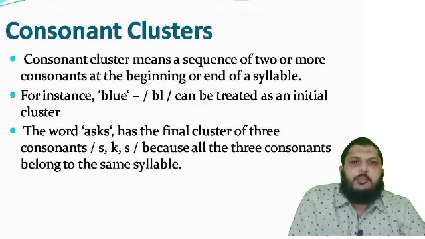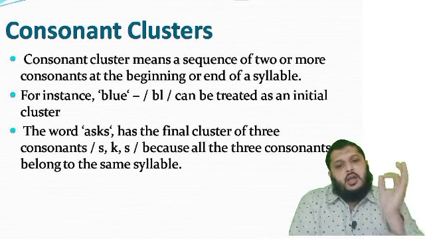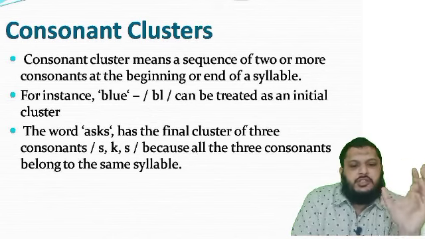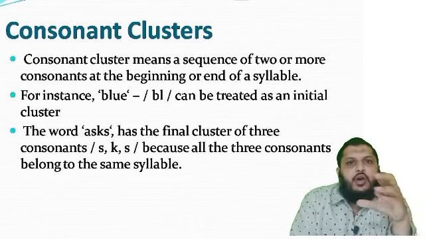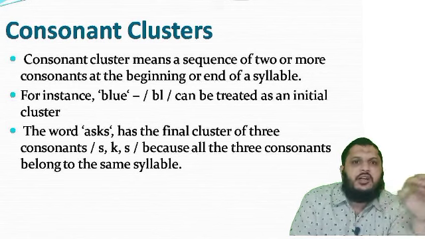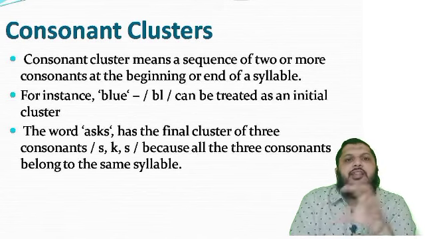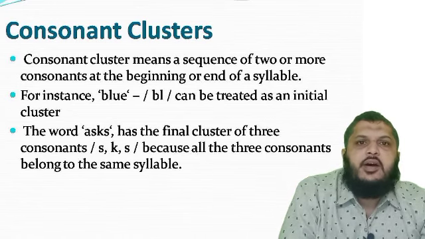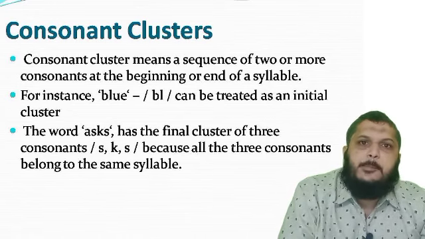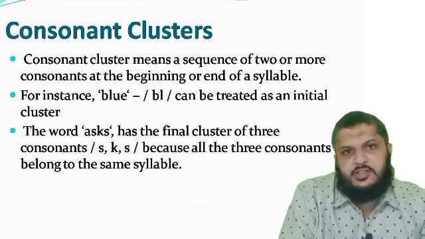Now we will discuss another important term, that is consonant cluster. What do you mean by a consonant cluster? A consonant cluster is a sequence of 2 or more consonants at the beginning or at the end of a syllable. For example, take a look at the word blue. Here, the word begins with the consonants b and l. This is an example of a consonant cluster.